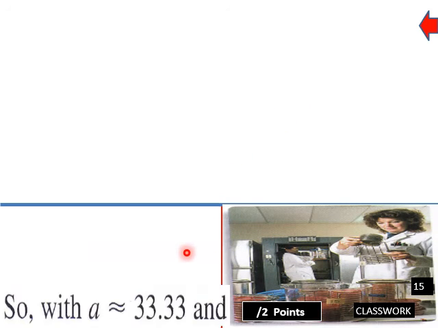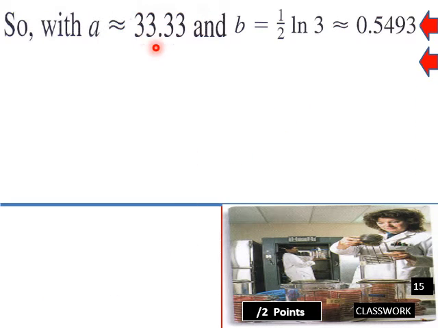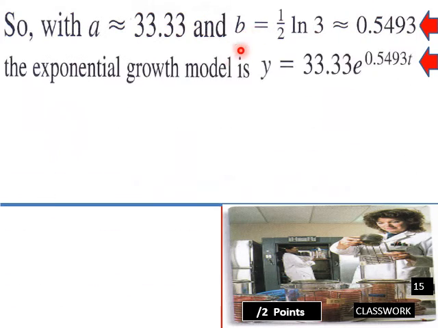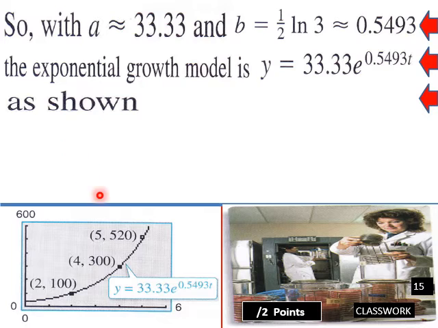So what do we do with that? 33.33 is a, and b equals 1/2 natural log 3, which equals this amount here for b. The exponential growth model is y equals 33.33 e to the 0.5493 t. Now we've got this solved in terms of t. So when we put that into our calculator, this is what your curve looks like.